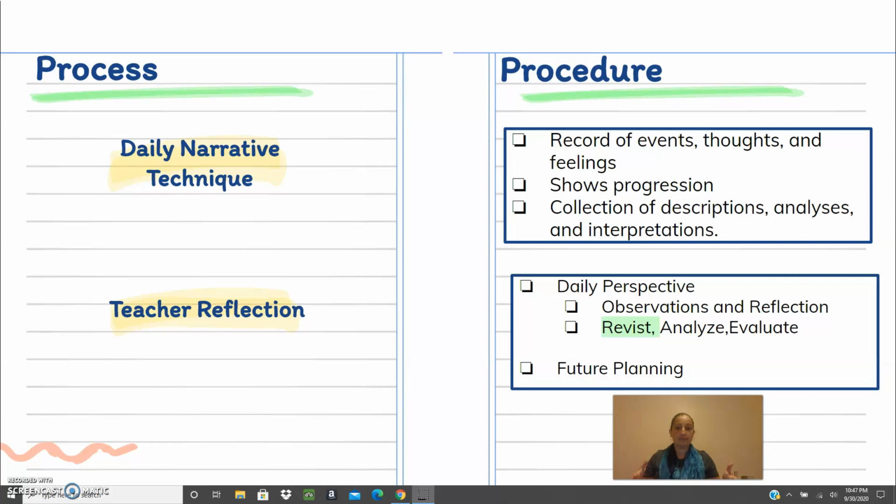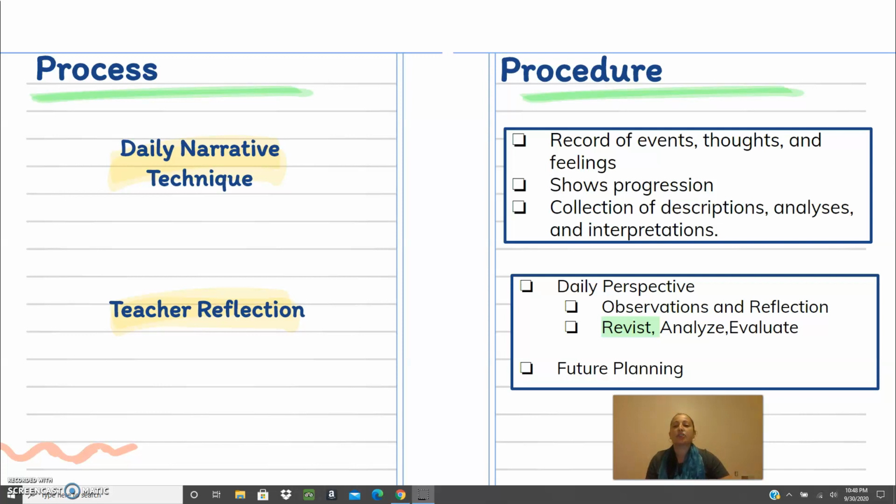Now, as far as the teacher reflection, again, it can be that daily perspective. So what did you observe that day? And then, what do you want to reflect on in order to build on tomorrow, build on any future unit or any future lesson? And obviously we have that analysis and evaluation piece that we're all too familiar with.